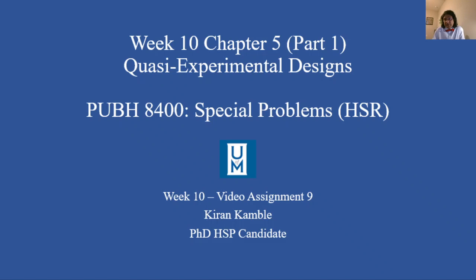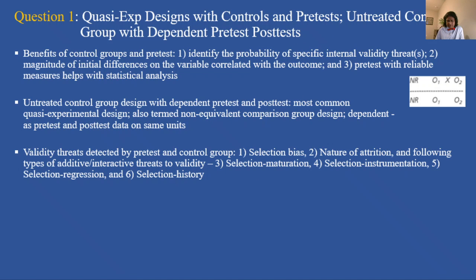Hello. Today we're going to discuss part 1 of chapter 5, which deals with quasi-experimental designs with control groups and pretest. So let's start. So what are the benefits of having control groups and pretest in a quasi-experimental design? Carefully selected comparison groups with pretest measures on the same variable as the post-test facilitate causal inferencing, and that's why they are important in a quasi-experiment.